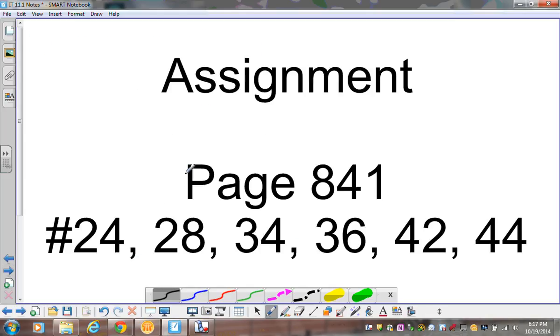So your homework tonight is right here, page 841, numbers 24, 28, 34, 36, 42, and 44. Now, those are even problems, so you're not going to be able to find your answers in the back. Mrs. Miller can give you guys the answers tomorrow, but I will also go ahead and work out the problems for you and scan those in so you guys can look at worked out problems for those. But that's your homework tonight.